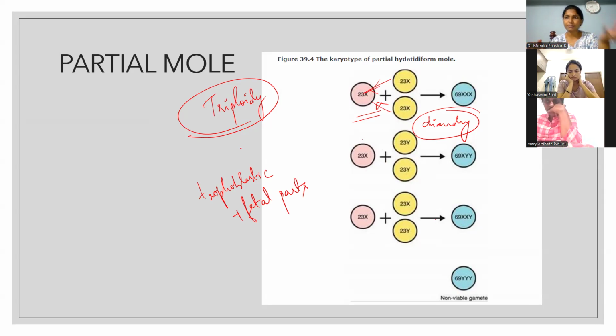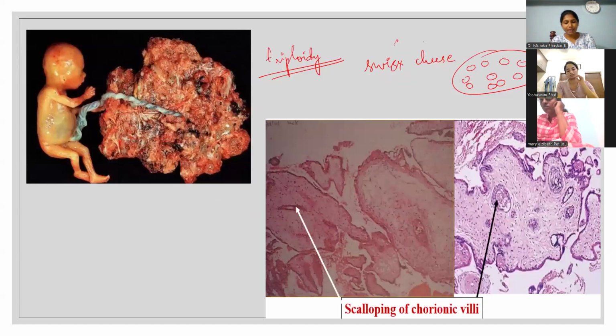So because there is both maternal and paternal component, it will have both fetal parts and abnormal proliferation of the trophoblastic tissue. So there is triploidy, and that is why the fetus which is present will have all triploidy related features.